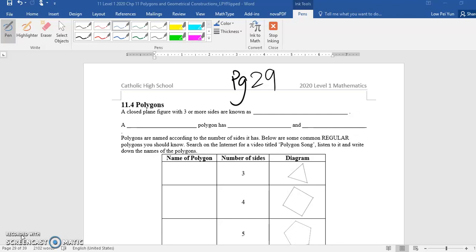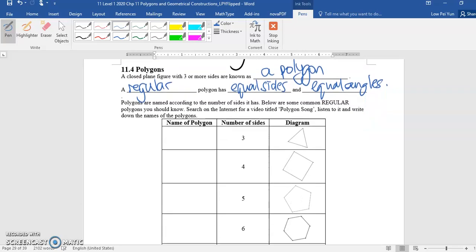Well, a closed plane figure with three or more sides is known as, that's right, a polygon. And if you have a regular polygon, that means this polygon has equal sides. Please write down the notes with me. And all the angles are equal angles.